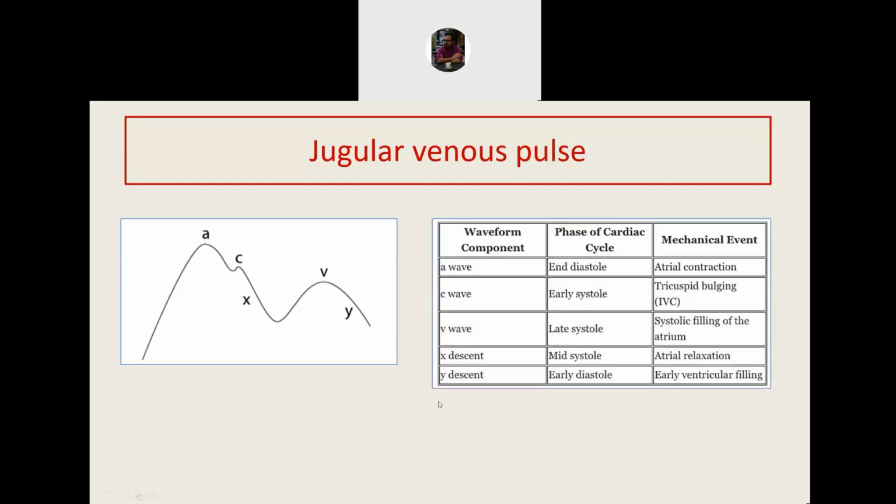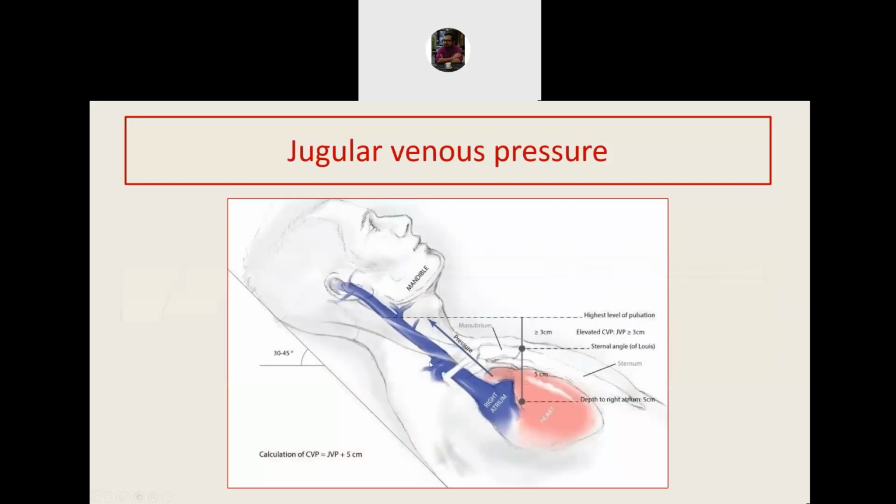So this is a summary of the events that we have discussed, and the jugular venous pressure is measured with the patient lying at a 45-degree angle. This can be done with a pillow or with a bed rest. And you examine the uppermost point of pulsation of the jugular vein. Measure the height from the sternal angle, and this height is the jugular venous pressure.